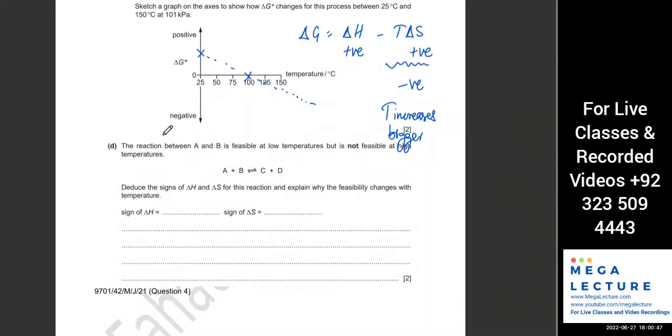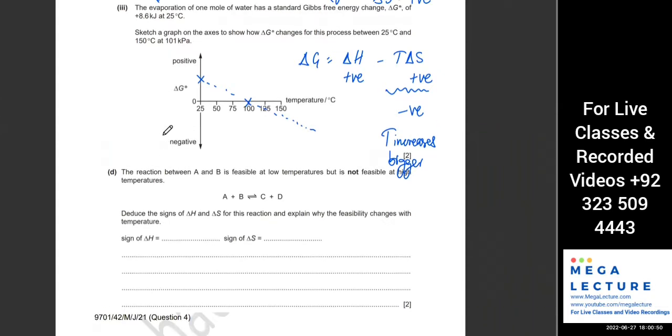Okay. Is this clear? Is this clear? Anna, is this clear? Anya, Shan, is this clear? So next one, let's try to do the other one.